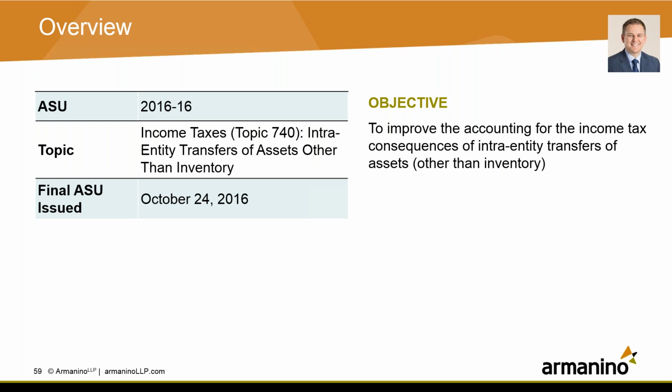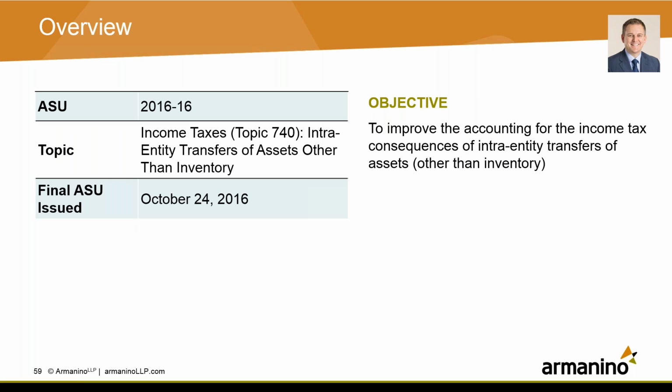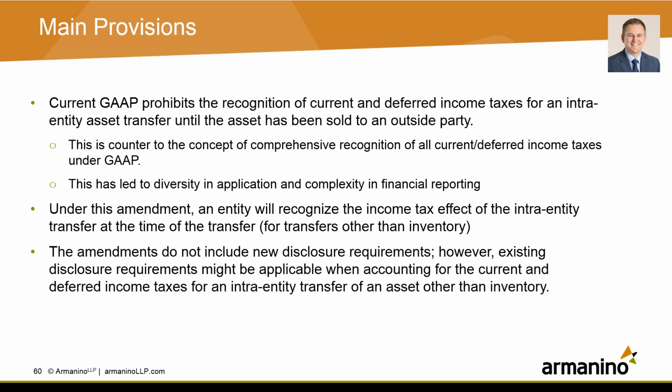So ASU 2016-16 was issued back in October, and it's intended to improve the accounting for income tax consequences of intra-entity transfers. And it's really been issued to bring GAAP more in line with IFRS, specifically IAS 12. And this was part of the board's simplification initiative to improve complex areas of GAAP. And as we all know, like Matt's alluded to earlier, anything they can do to improve those complexities are always welcomed, especially when it relates to income taxes.